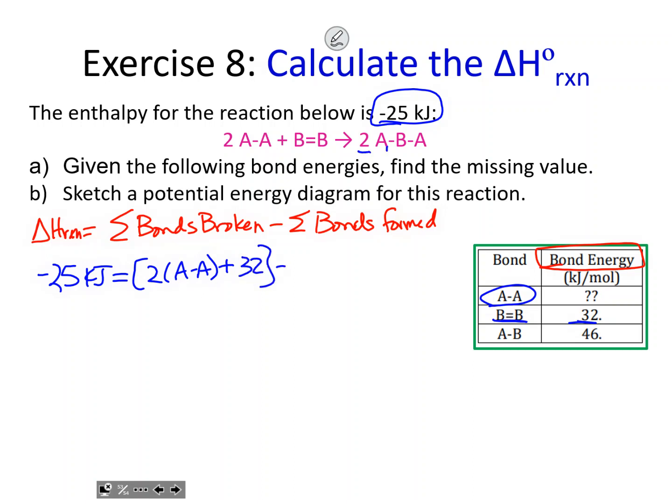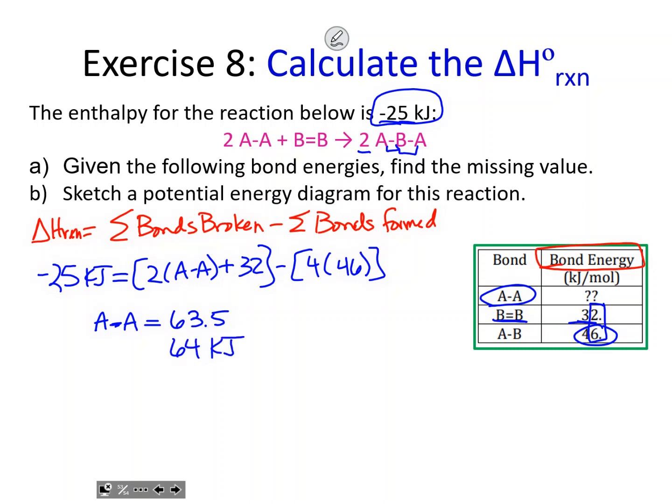Minus over here 2, and then within here there's 1, there's 2, so this is actually going to be 4 times the A to B, 46. And when you calculate, all is said and done, your AA after all the algebra is going to be what? 63.5 positive, right? Yes, okay. Now because these all go to the ones place value, everything up here is into the ones, I'm just going to also make it go to the ones, so that's why I put 64 kilojoules per mole. And that's per mole of the A to A bond, the A single bond A.